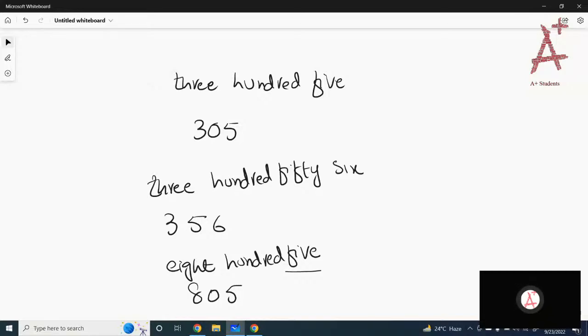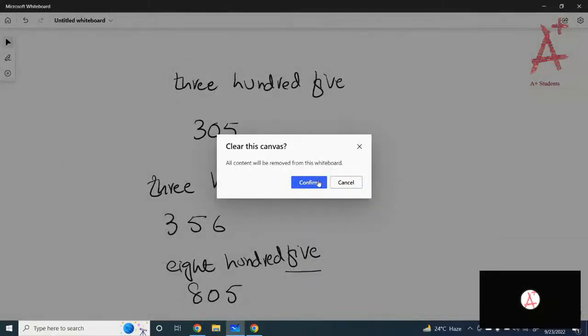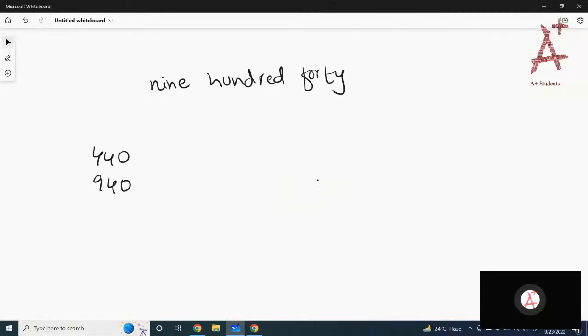Okay, on the top right corner you have a test button. Let's start with the test. Okay, the first one is how do you write this number using digits? 940. So the options you are given are 440, 940, 942, and 442. So which is the correct option?